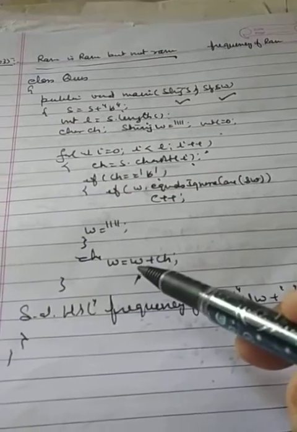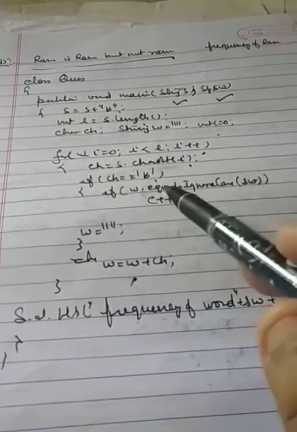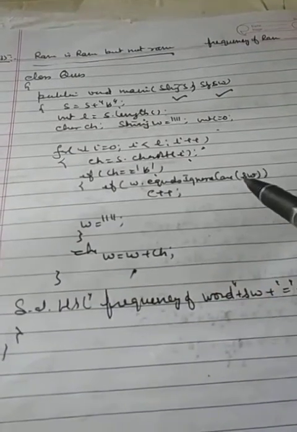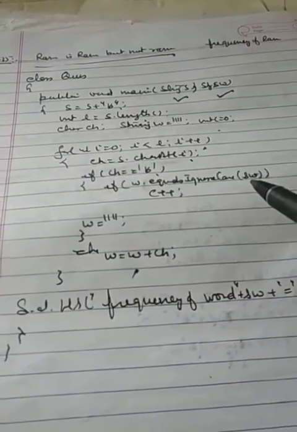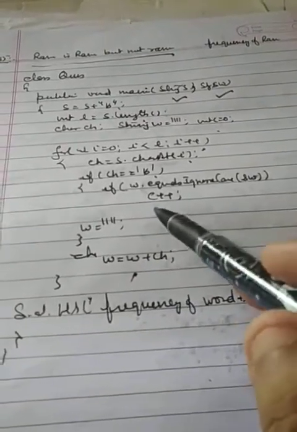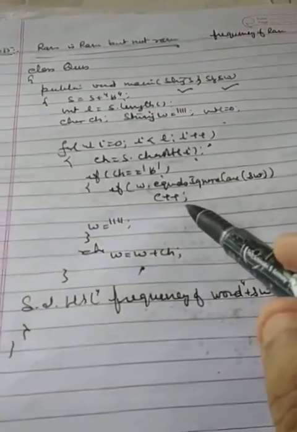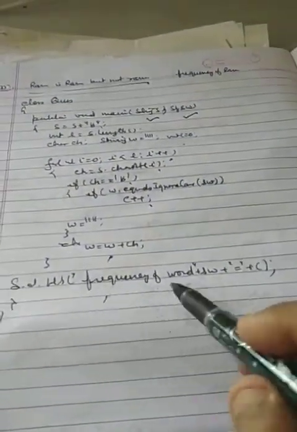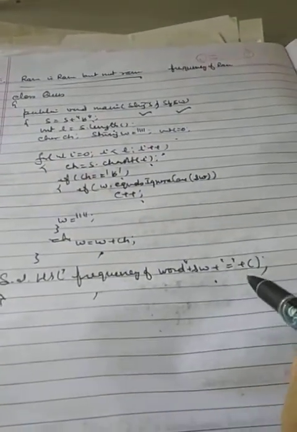Then the next word will come, "but", which is not equal to Ram, c will not increase. Next word "not" is not equal to Ram, c will not increase. Then again Ram, c will increase. In the end the value of c will be 3 because in this sentence Ram is occurring 3 times. In the end you will print the frequency of word W is c.